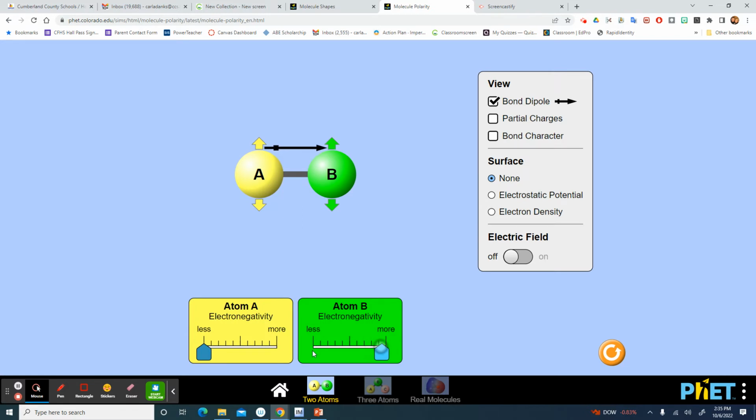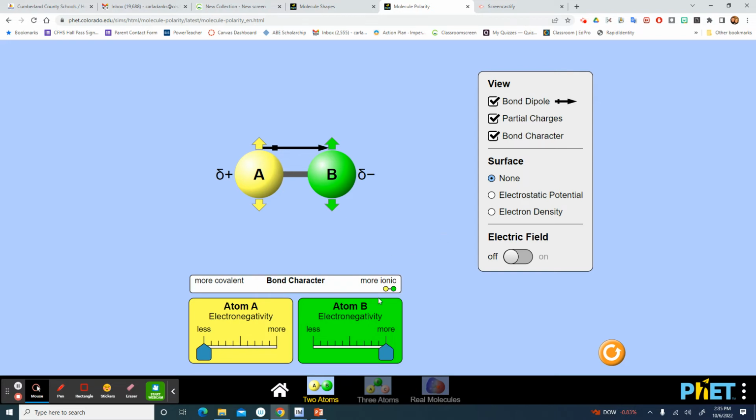But let's say if I slide this over and make atom B be more electronegative, notice what happens up here with my vector. I notice how the vector gets larger as I move it over and smaller as I move it back. So as you get a more electronegative element, there is a greater pull on the electrons. So the electron density would go towards the more electronegative element.